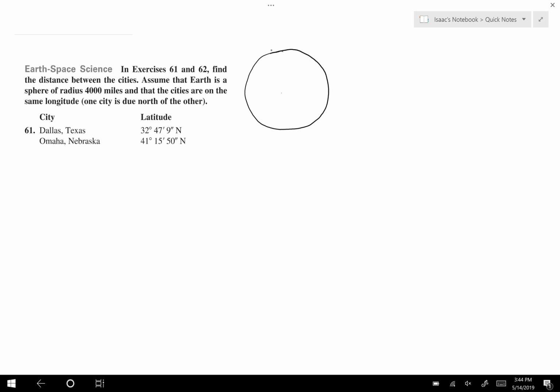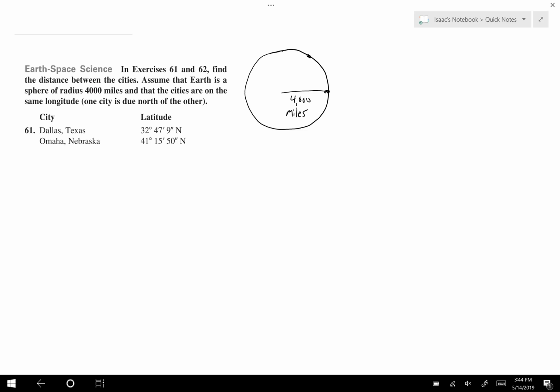There's my Earth. Here's the radius that it's asking us to assume. And so you need to imagine that you're looking at the side of the Earth. So here's one of our cities, and a little bit further up we're at another city.